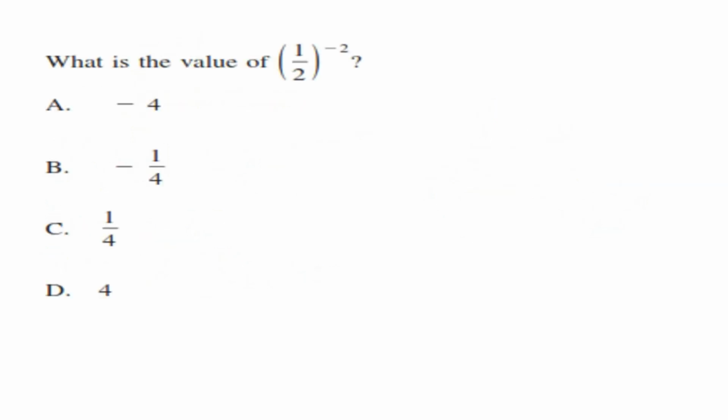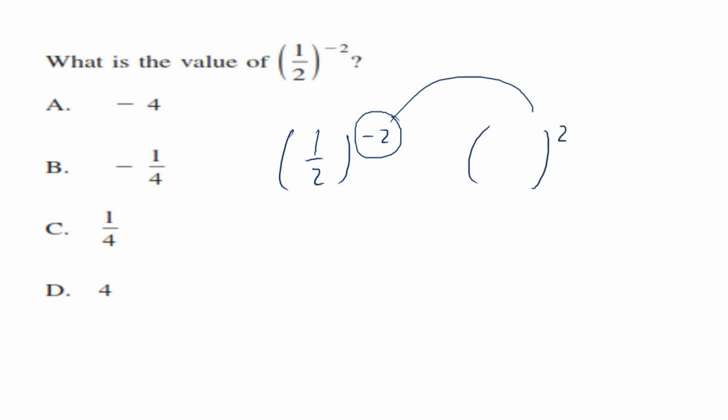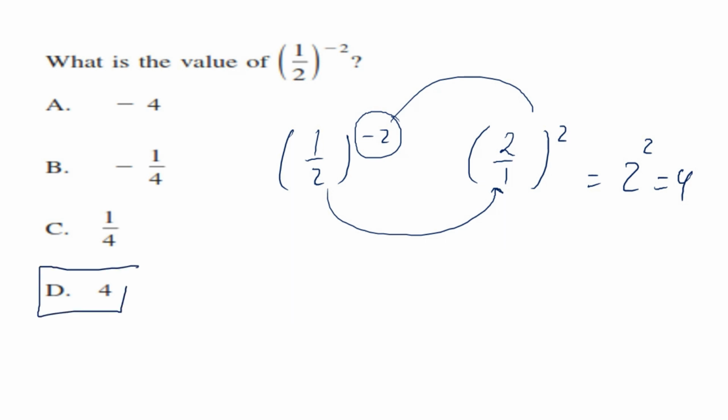Half to the power of negative 2. In the case of changing the power to a positive power, I flip the fraction. So the fraction is going to be 2 over 1, which is 2. So 2 to the power of 2 is equal to 4. So the answer is D.